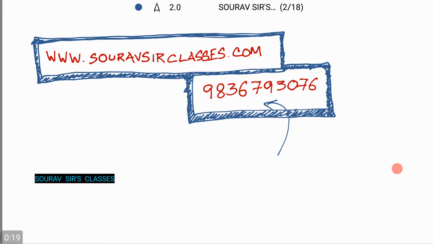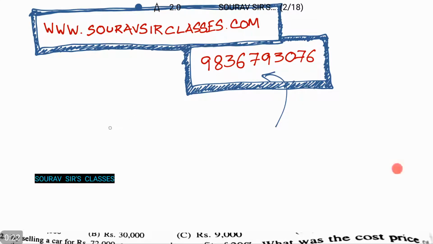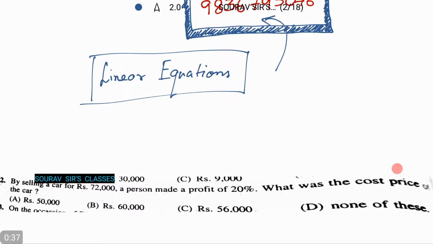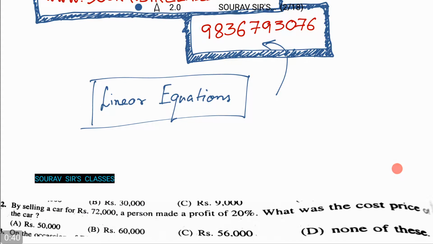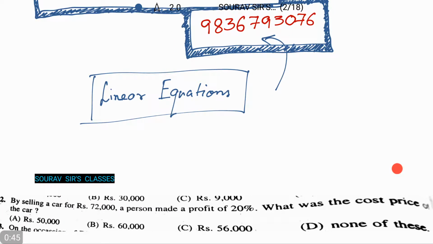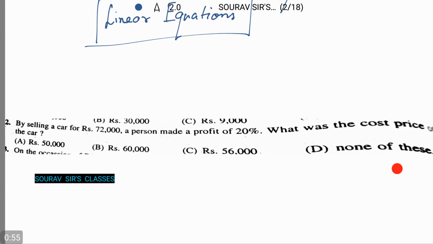Right, today we will start with sums on linear equations. Right, now we would want to go for the first sum. By selling a car for 72,000, a person made a profit of 20%. What was the cost price of the car? Easy enough.